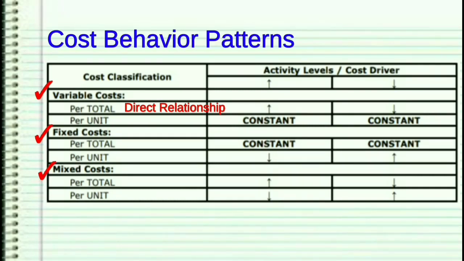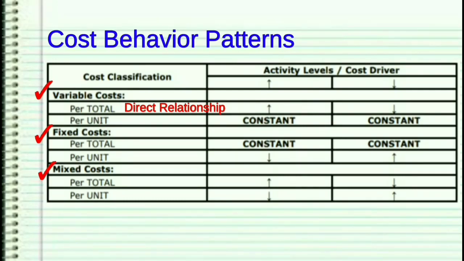How about the fixed costs? Kung nag-increase yung activity level or cost driver, constant ang fixed cost per total. At kung nag-decrease yung activity level or cost driver, constant pa rin ang fixed cost per total. Isipin mo na lang magjowa si variable cost per unit at fixed cost per total kasi pareho silang constant. Sana all talaga constant. Hindi nagbabago.